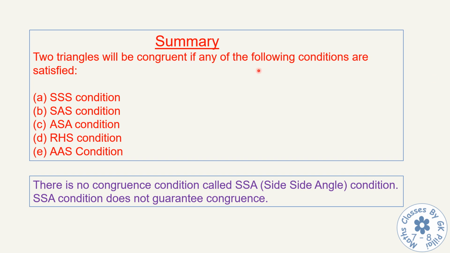Now the summary: any two triangles will be congruent if any of the following conditions are satisfied. SSS, SAS, ASA, RHS and AAS. These are the conditions according to which two triangles will be congruent. And there is no congruence condition called SSA. Don't think of an SSA condition for congruency.